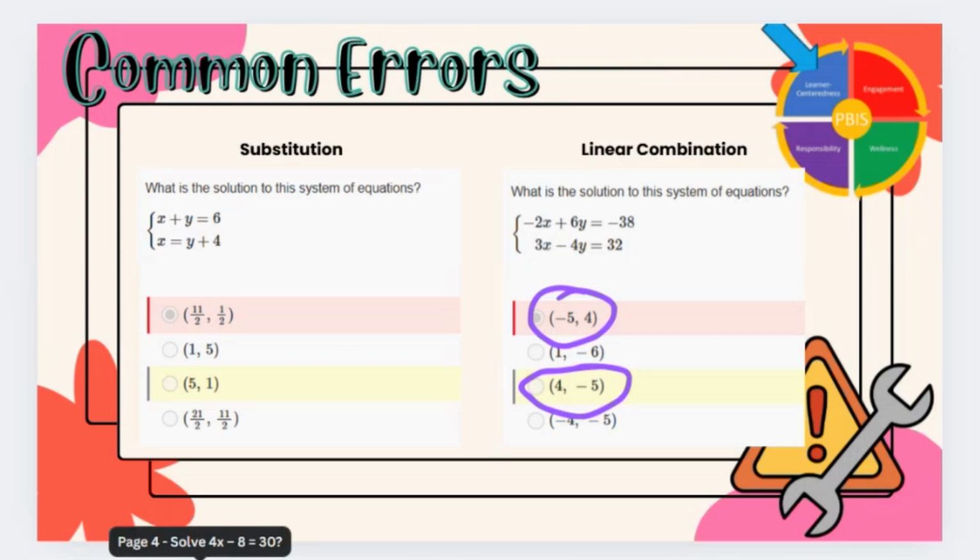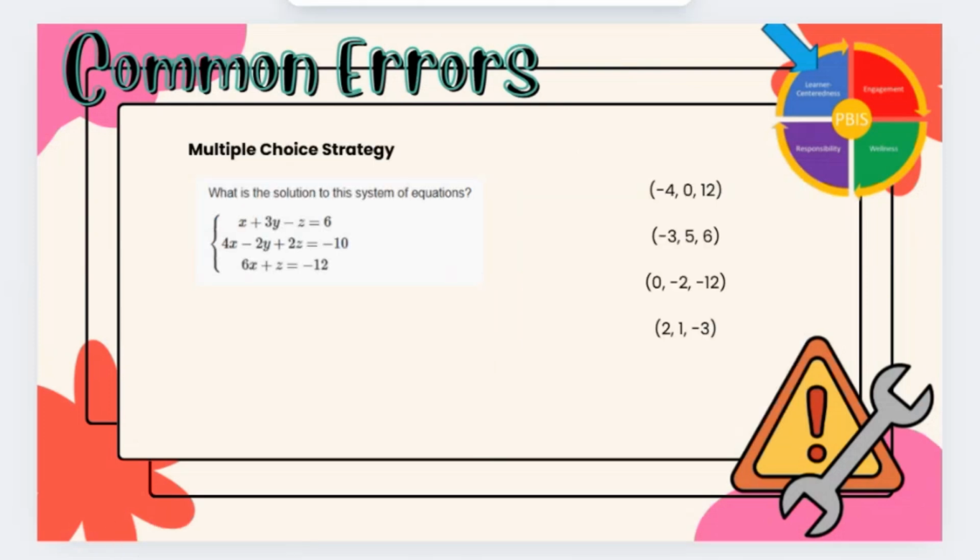The other piece I wanted to go over was our multiple choice strategy. And in 103, all of the problems were actually multiple choice. So you could have used this strategy for every problem, but I want to make sure that you understood how to use substitution and linear combination, because when we get to our unit test, not everything will be multiple choice, and you will have to type in what you get for your x or what you get for your y.